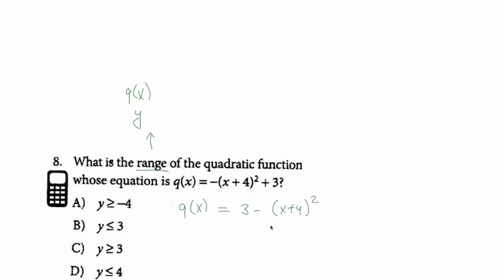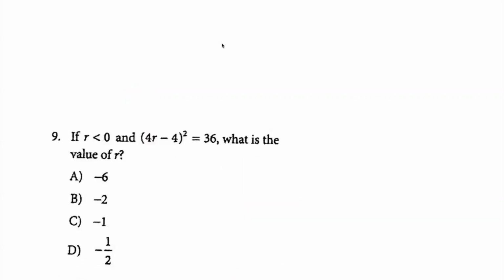Something squared is always a positive number. So it means 3 minus a positive number. It means we decrease 3 here in the equation, right? The answer, q(x), will be less than or equal to 3. It is B.